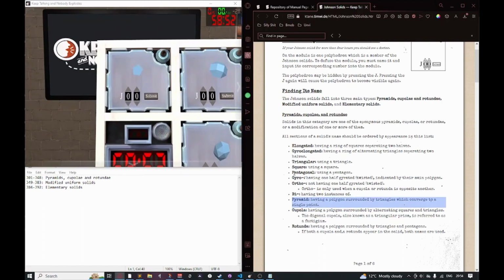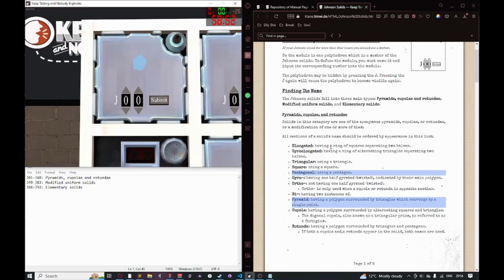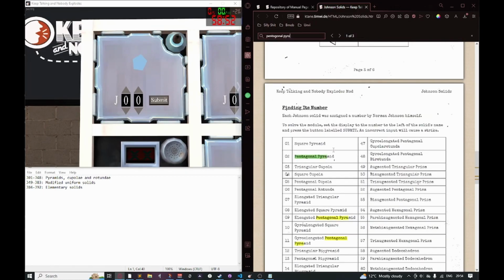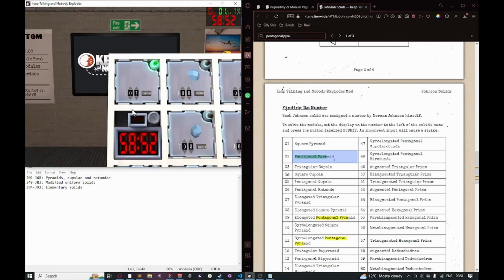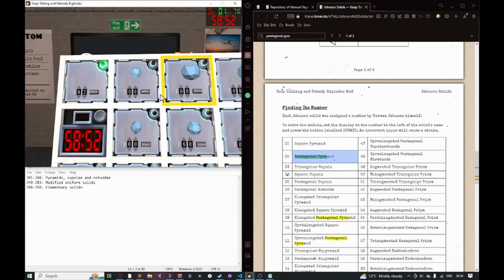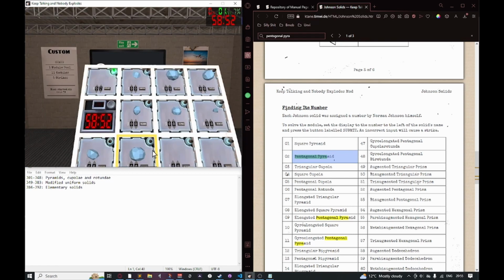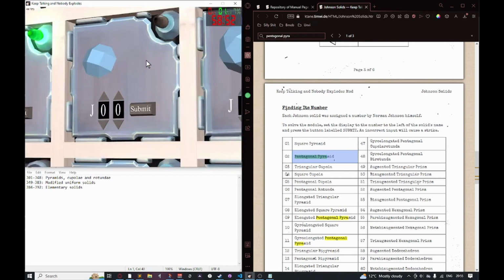So we would say that, using a pentagon as its main polygon, surrounded by triangles converged to a single point, this would just be a pentagonal pyramid. Insert a pentagonal pyramid, and we get that is 2. We can get rid of that. Next we will look at this shape here.